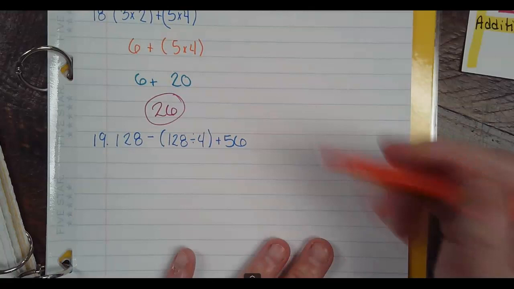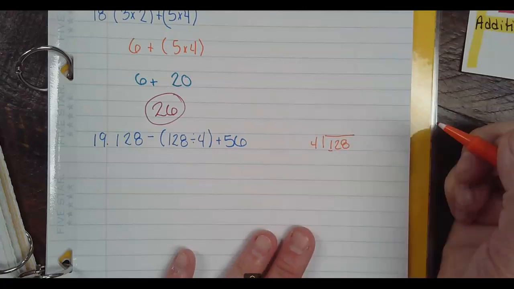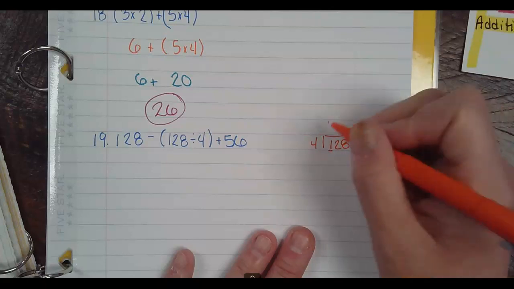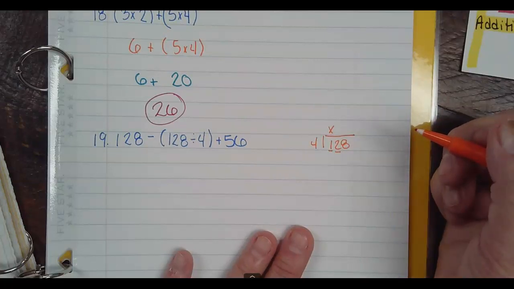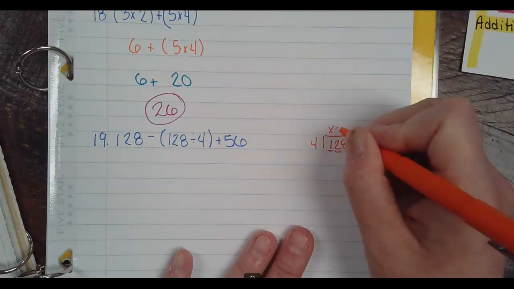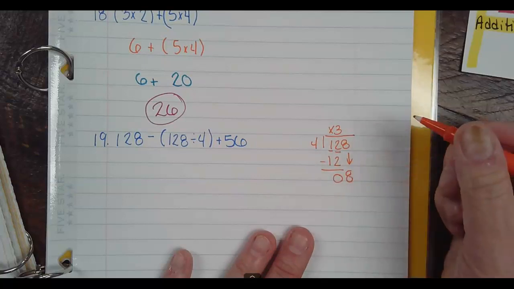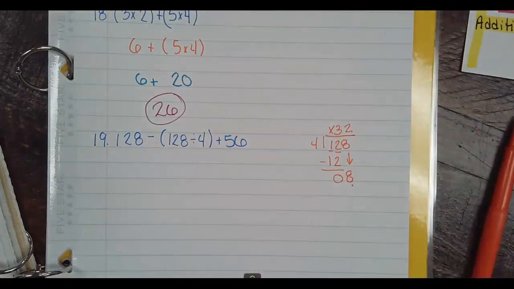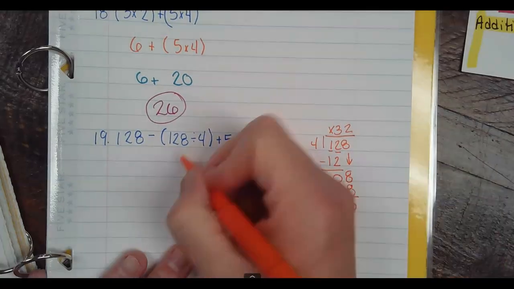Okay. So, I gotta be honest, I don't know 128 off the top of my head divided by 4. So, how many times will 4 go into 1? Zero. It doesn't. You're right. How many times will 4 go into 12? 3 times 4 is 12. 12 minus 12 is 0. Bring down my 8. How many times will 4 go into 8? 2 times. 2 times 4 is 8. So this we know is 32.